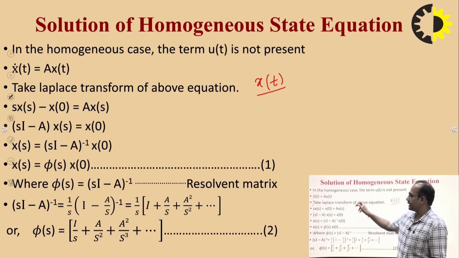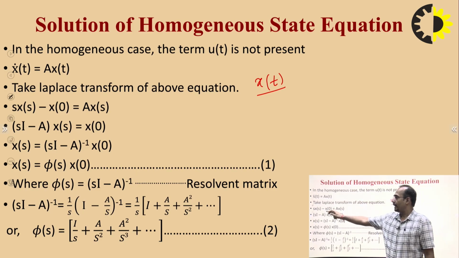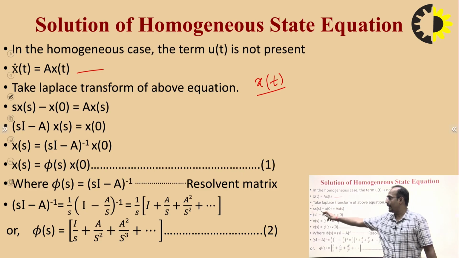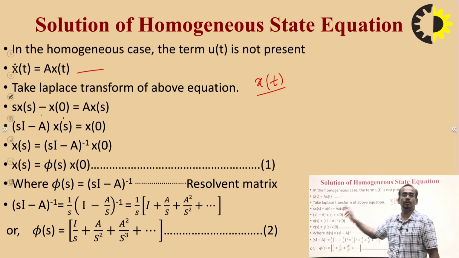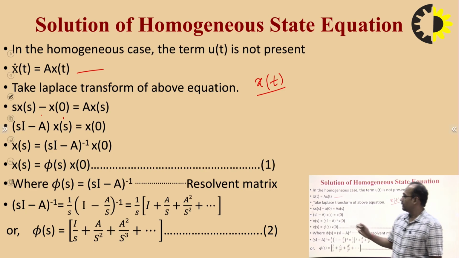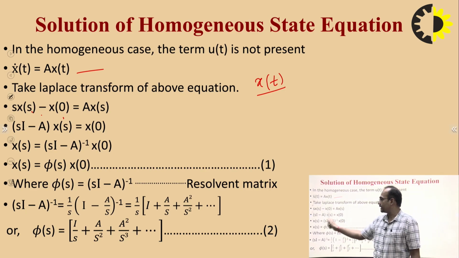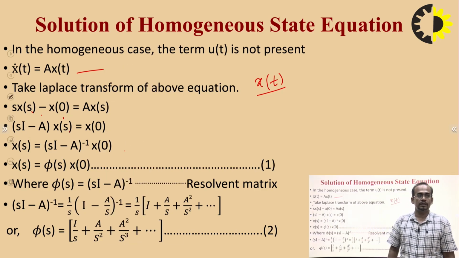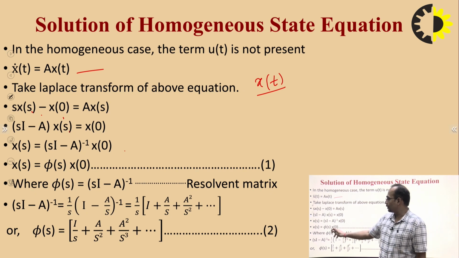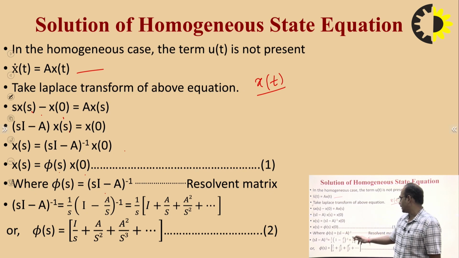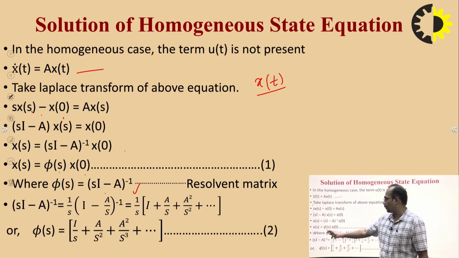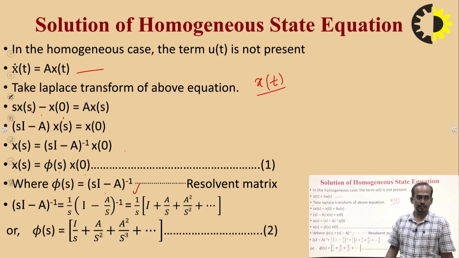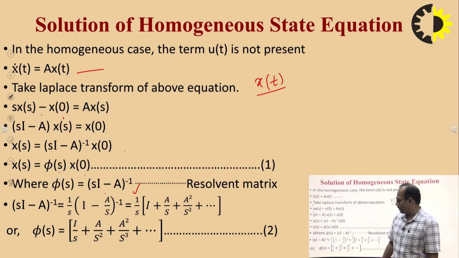Here, by taking the Laplace transform, this equation will become sX(s) minus x(0) is equal to AX(s). So what will you get? (sI minus A)X(s) is equal to x(0). So X(s) is equal to (sI minus A) inverse x(0). X(s) is equal to phi(s) x(0). Phi(s) is nothing but the resolvent matrix and it is equal to (sI minus A) inverse. So in this way we can find the value of X(s).